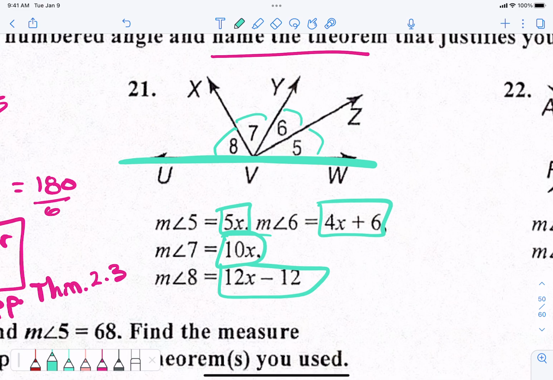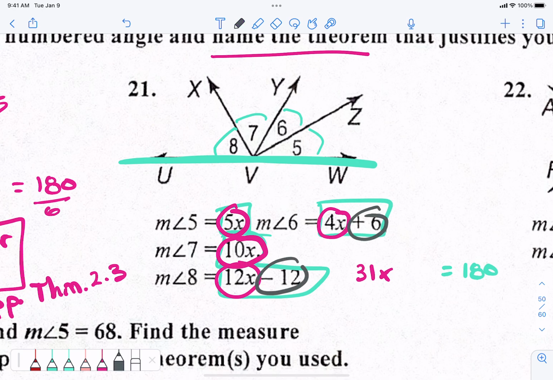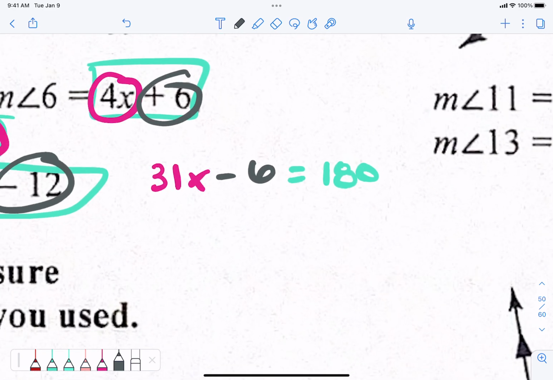So if we add them all up together, I'm going to paraphrase and not write down all my work. If I add the x's, 5x plus 4x is 9x, plus another 10 is 19, plus 12 is 31x. Then all I have to do is add the 6 and the negative 12, which is minus 6, and that's equal to 180. I really condensed that, but it's faster that way.